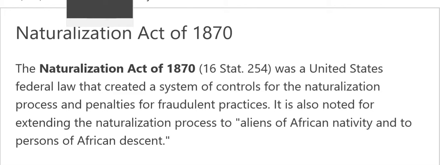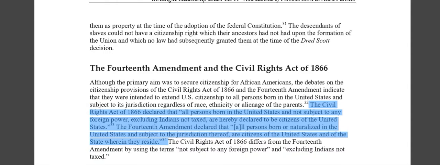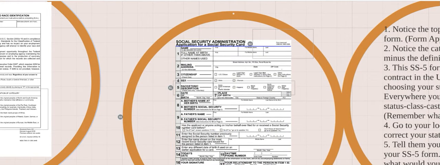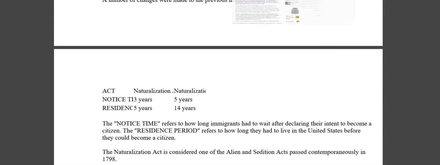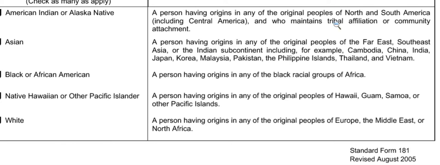Let's go to the SF 181. Here we go. In the definition of white, a person having origins in any of the original peoples of Europe, Middle East, or North Africa. Descendants of Africa, of African nativity. There you are in the definition of white.